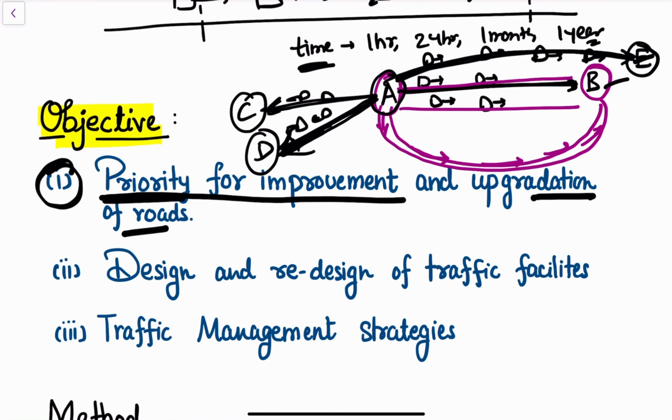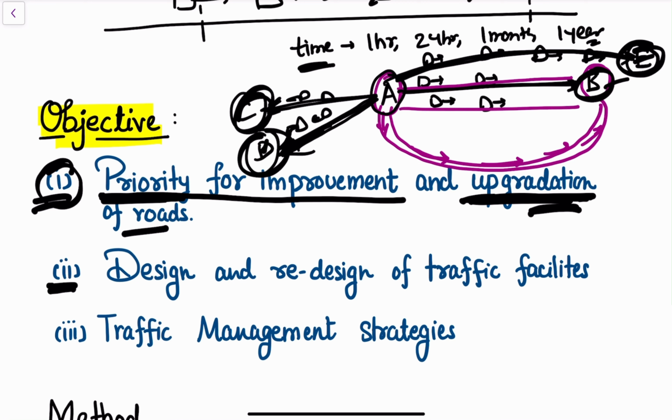So it helps to set the priorities as to which road section requires our immediate attention, and what upgradation will be more viable, more economical, and will reap more benefit. So this is the first objective of doing the traffic volume study.